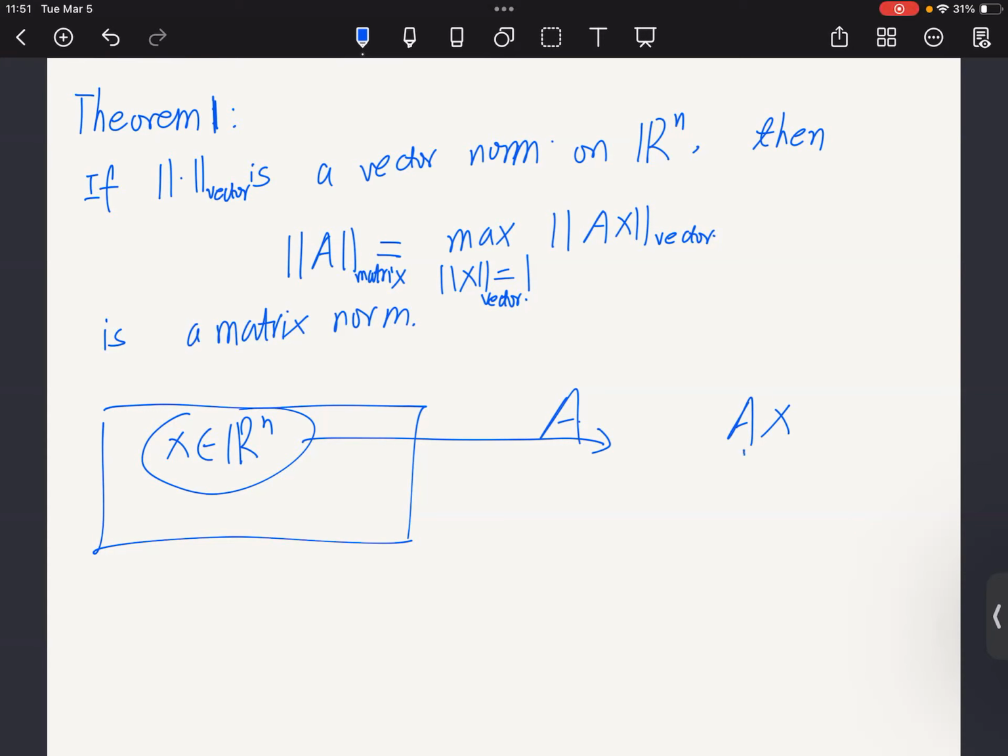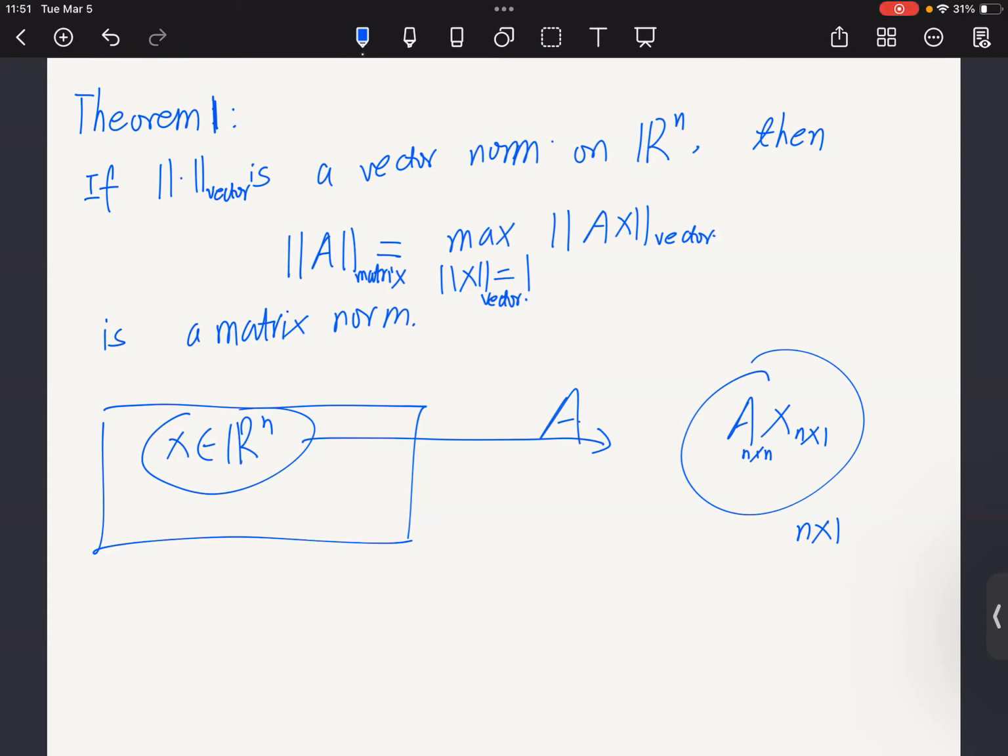Because it should be the n by n matrix times the n by 1 vector. So this one should be an n by 1 vector, right? After you have the X vectors from the n-dimensional space, and then after some transformation, the A transformation, you get the AX vector, an n by 1 vector. Then you take the norm, compare all the results you have, and then take the maximum.